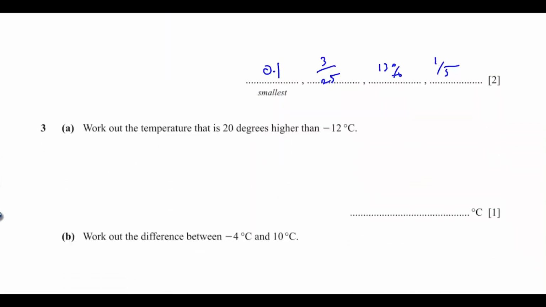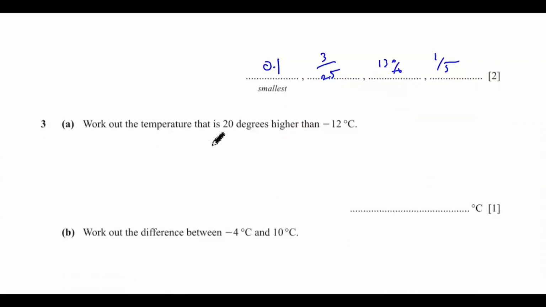Question 3, work out the temperature that is 20 degrees higher than minus 12 degrees Celsius. Higher than is plus. So if you have minus 12 degrees Celsius, higher than will be plus 20. So this will give us 8 degrees Celsius. If it was to be lower than, then it would have been subtraction.